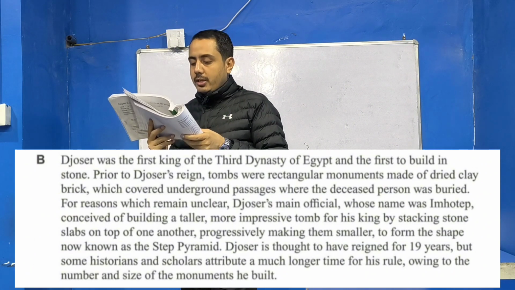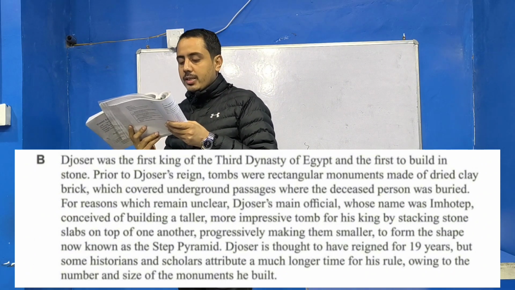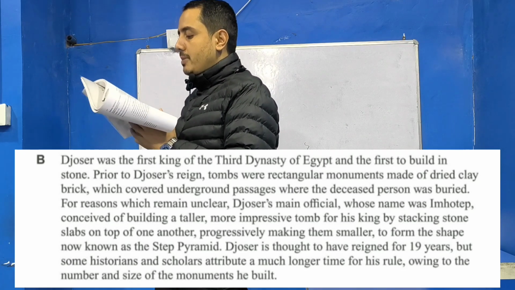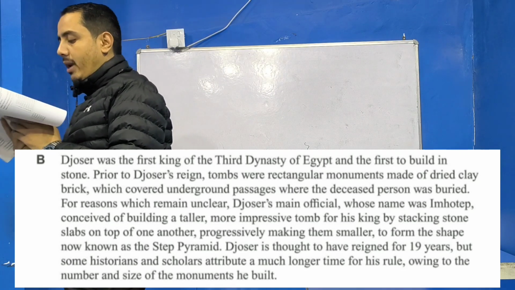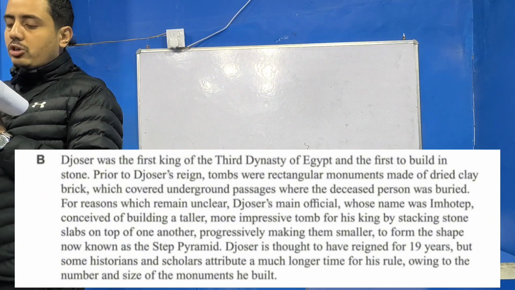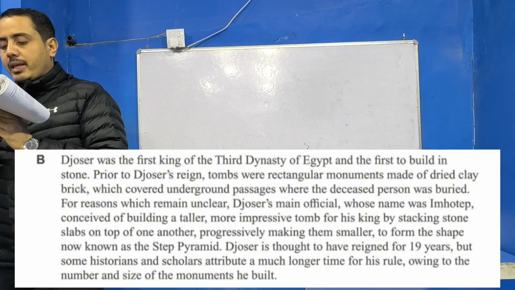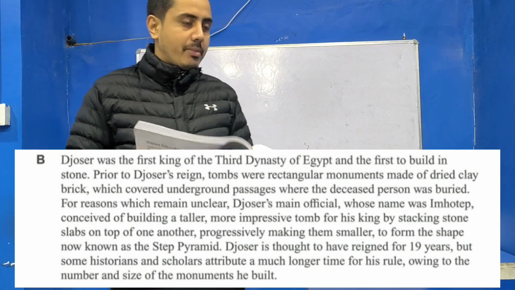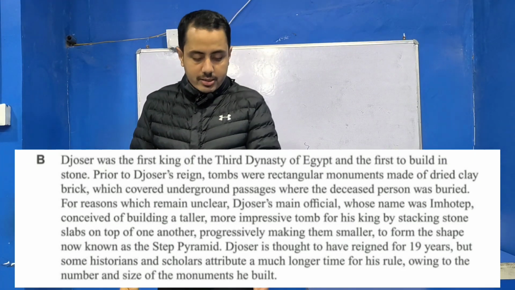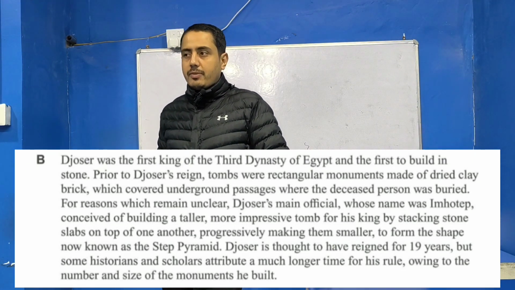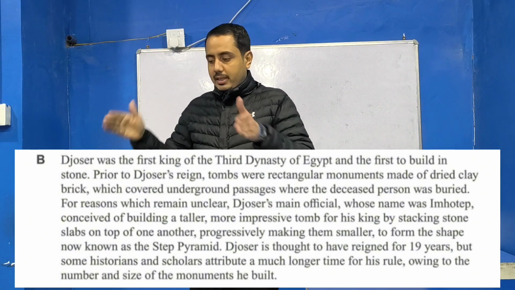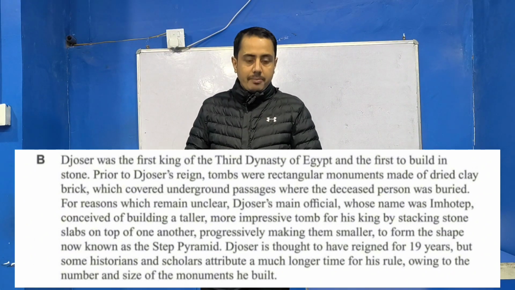For reasons which remain unclear, again, we don't know something. Djoser's main official, whose name was Imhotep, conceived, means thought of, building a taller, more impressive tomb for his king by stacking stone slabs on top of another, progressively making them smaller to form the shape now known as the step pyramids. That is how they made it. The architect was Imhotep, the official of the king, and he put stones on top of the stones and made them incrementally smaller so that it gets that shape.